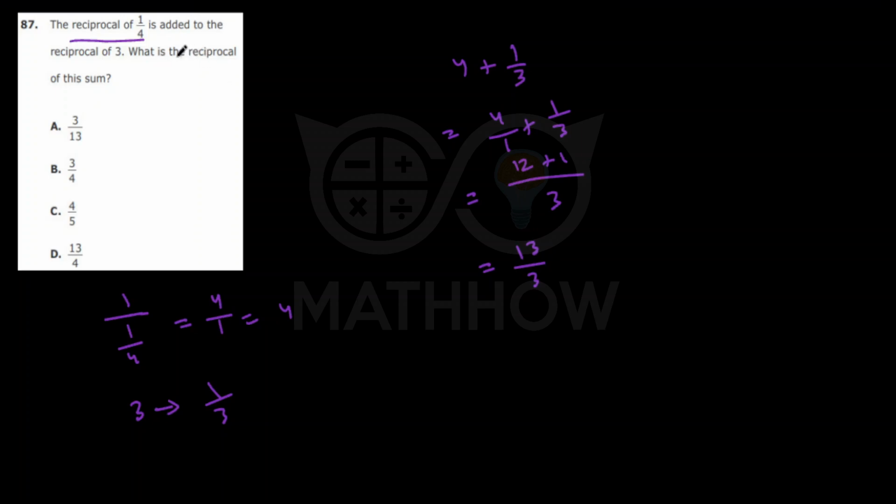Now the remaining part: what is the reciprocal of this sum? We calculated the sum already. We just need to find the reciprocal. So the reciprocal will be 1 divided by 13 over 3. This fraction will be turned upside down, meaning the denominator becomes numerator and numerator becomes denominator. So this is 3 over 13. The correct answer is option A.